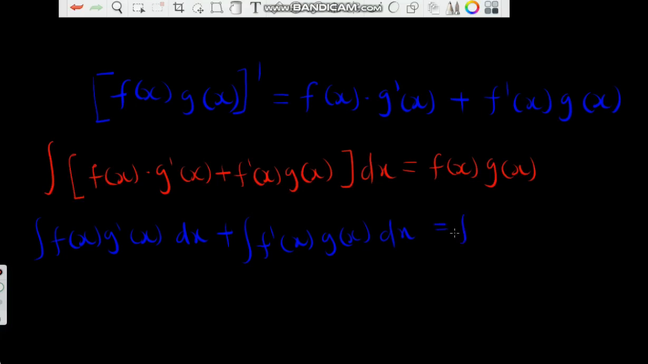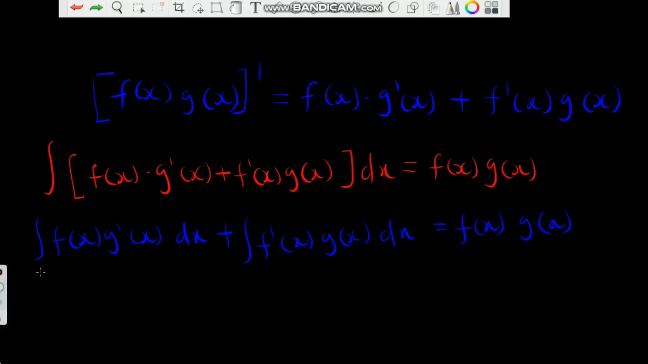This is equal to f of x times g of x. So it's just this integral function that I wrote this way. You can just separate them. On this side they were together, but here I just separated them. What I'll do next is take this value here to the right side. So let's look at what will happen there.